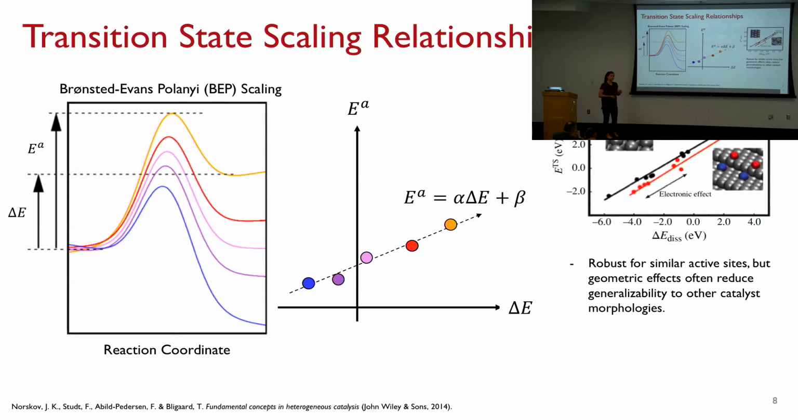But there are some things that you have to keep in mind when you're using most of them. Namely, if you're trying to compare a reaction on one catalyst morphology to the same reaction on a different catalyst morphology. So here, for example, we're looking at terraces versus step sites on a metal surface. There's something called the geometric effect that comes into play. And that will often make it so that you have two different BEP scaling lines for each of these different surfaces. So if you want to calculate the transition state of CO dissociation on a step, and you only have energies for CO dissociation on terraces, then you have to be careful.